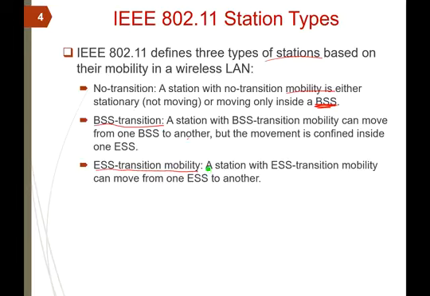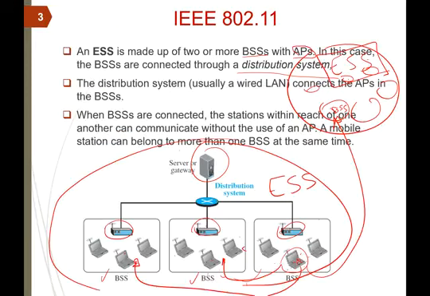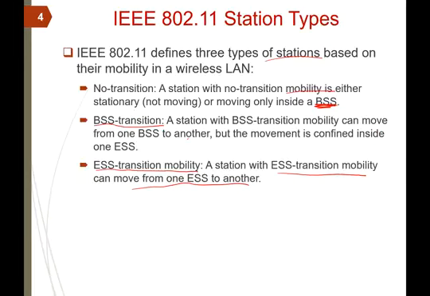In ESS transition, a station with ESS transition mobility can move from one ESS to another. So we have one ESS and another ESS, and if you have ESS mobility, you can move from this to this. This is like roaming, when you, for example, go to another country. So you can think of roaming as an example here. In ESS mobility, you can move between ESSs.